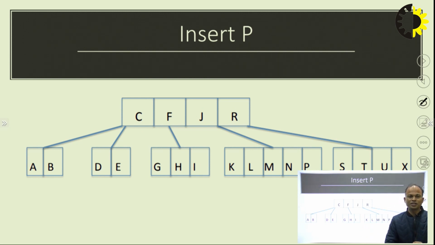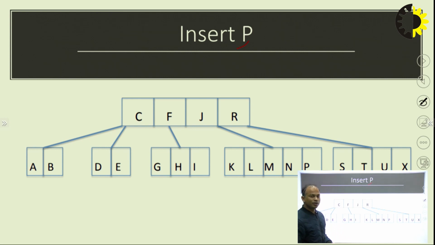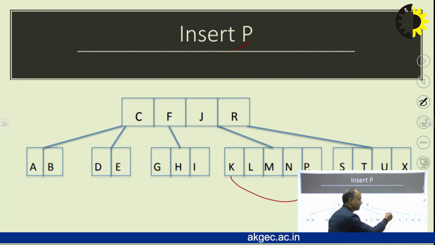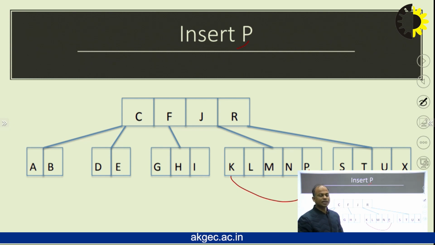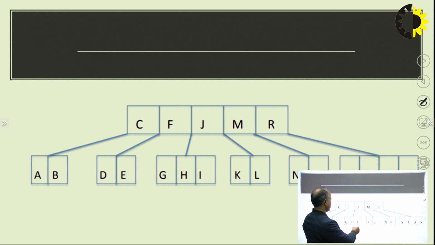Now we want to insert the P here. How can we perform the insert operation now? P is greater than J, smaller than R. P is here. Now it has total 5 keys. So therefore this node is split into 2 parts against the mid value. Mid value is M. M should go up. M goes up. K L, N P, like this.